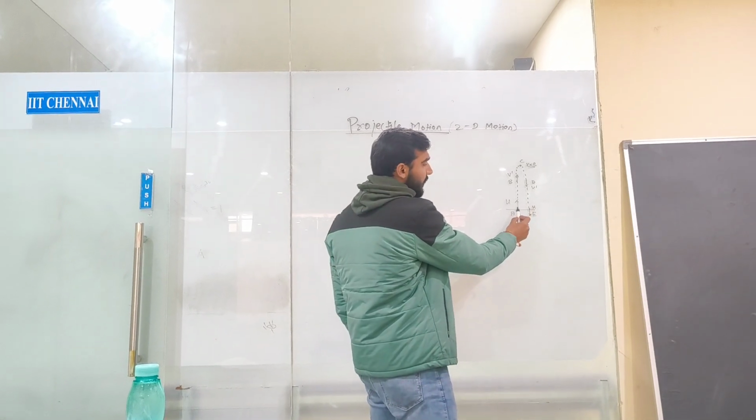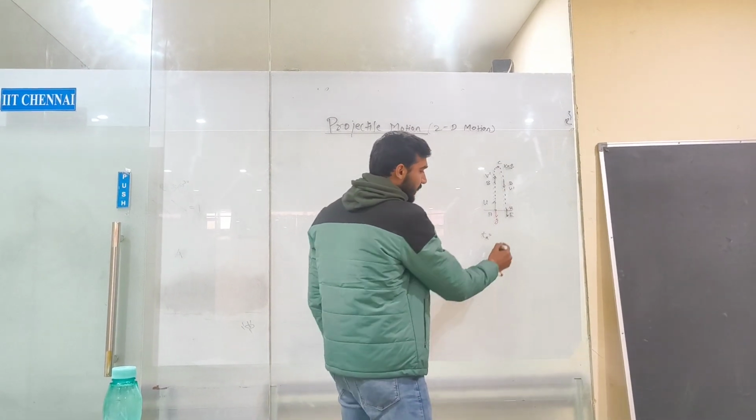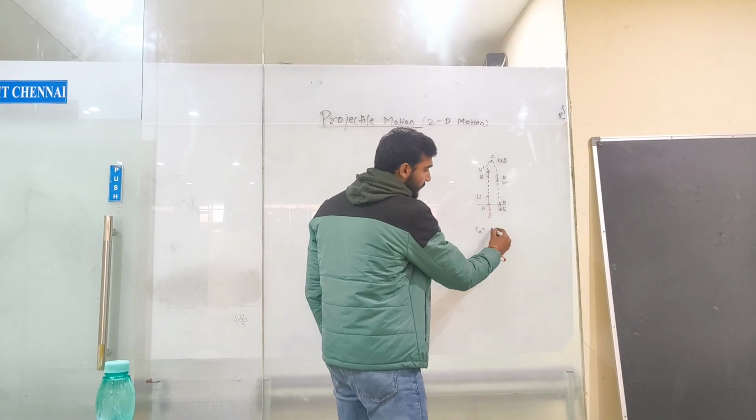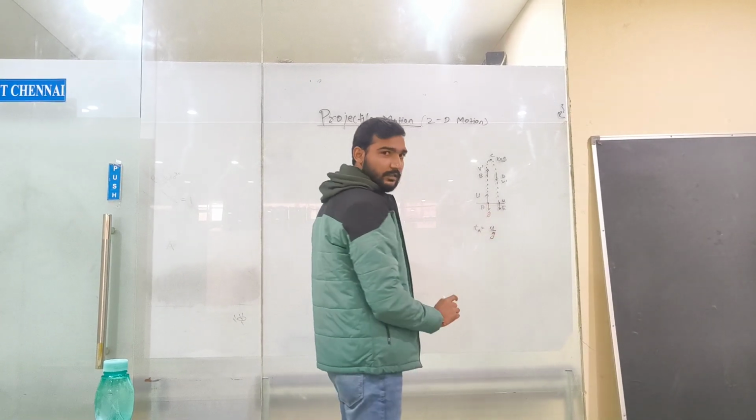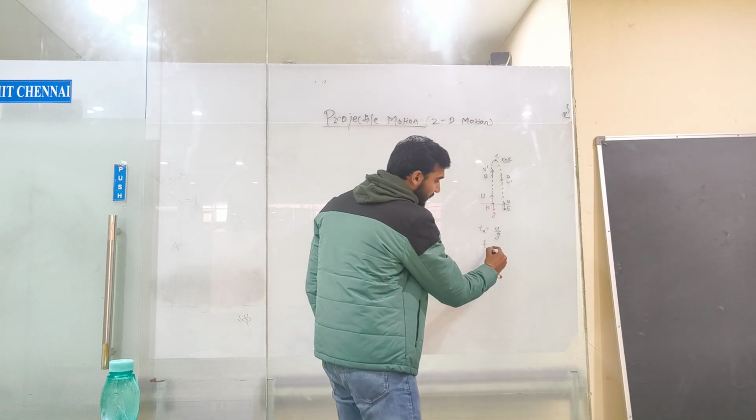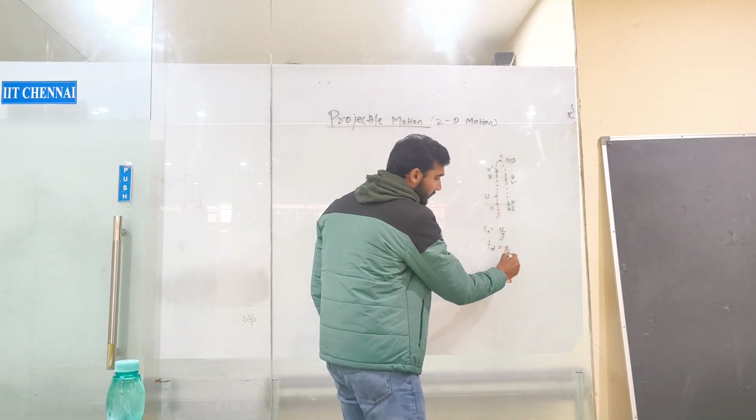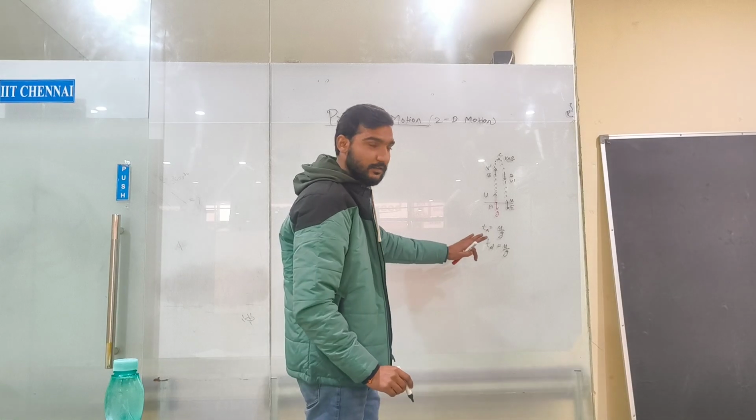the time is u by g. Yes or no? And we also see that the time of descent is also u by g. So this is a symmetry. Yes or no?